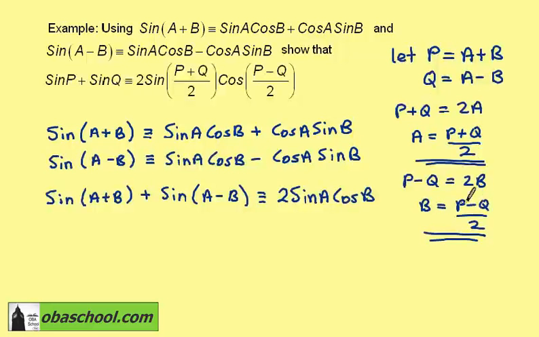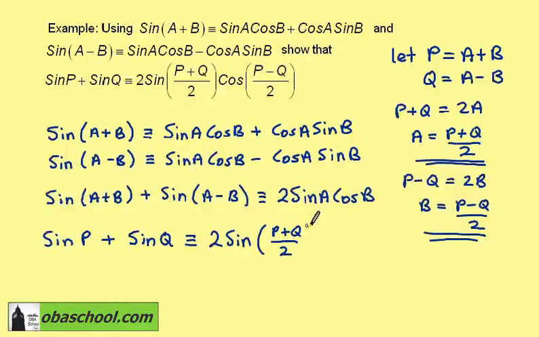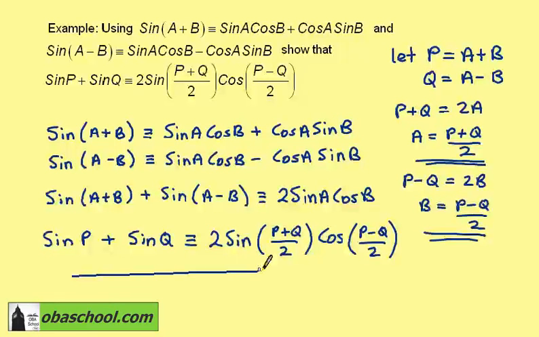We now substitute these back into this expression. A plus B is P, A minus B is Q. That's identical to 2 sin, where A is replaced by P plus Q over 2, times the cosine, where B is replaced by P minus Q over 2. So we've proven the first of the sum and product identities.